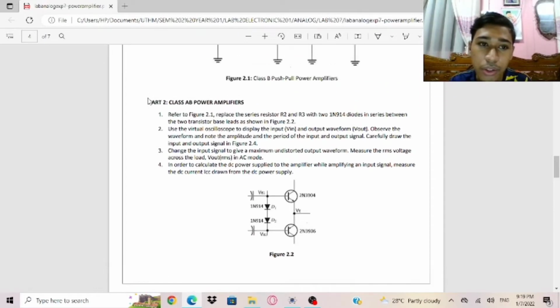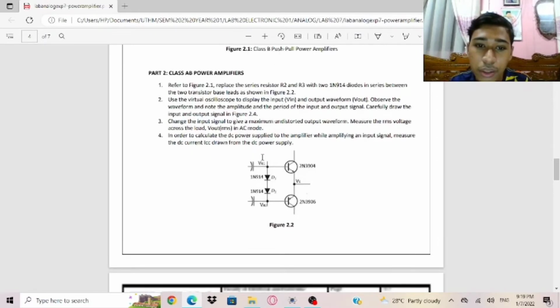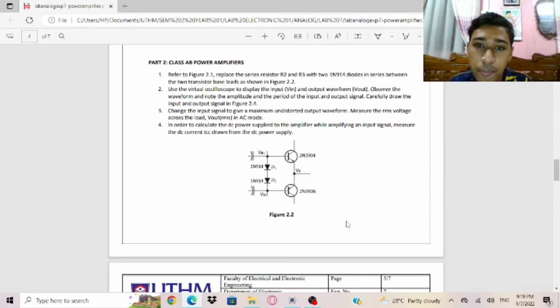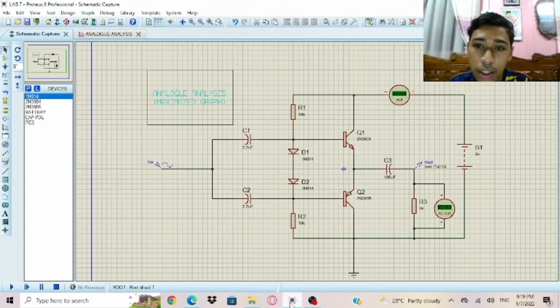So I will do this lab part 2, which is the class AB power amplifier. So we need to change the resistance with a diode. So this is the circuit for part 2.